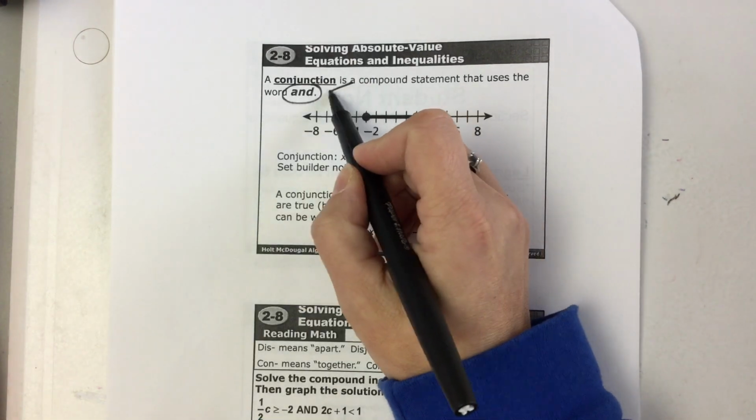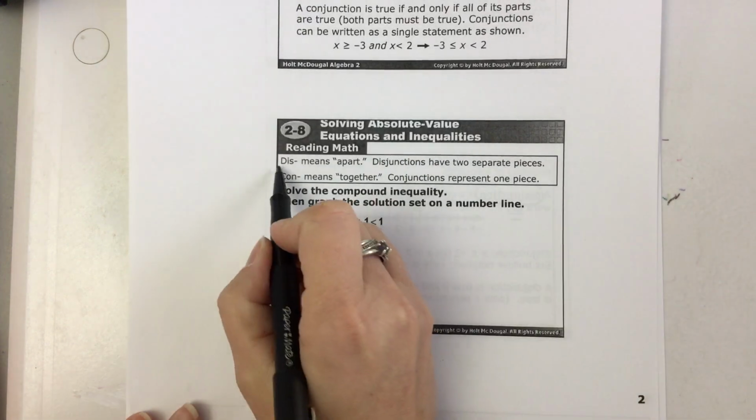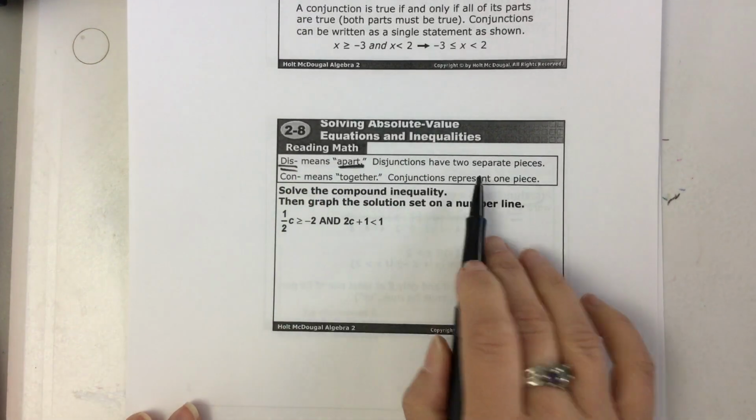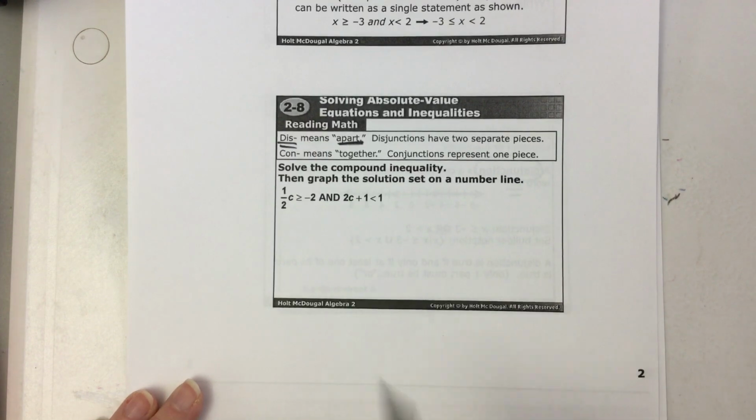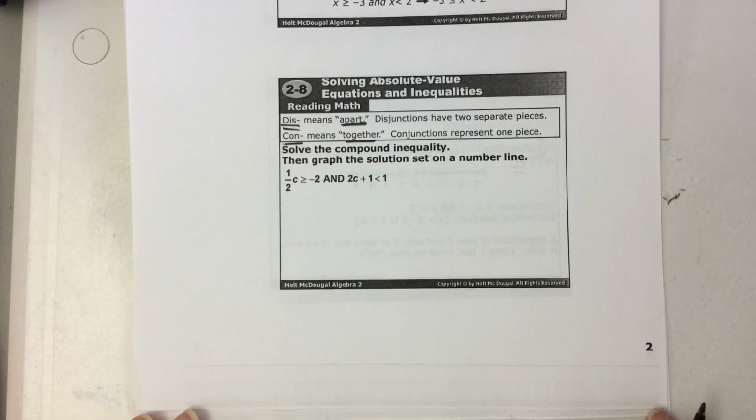The way that I always remember and, I think of times in real life when you use and. Macaroni and cheese, they go together. Mickey Mouse and Minnie Mouse, they go together. Peanut butter and jelly. So when you have a conjunction, or the word is and, think of those examples and you know that you just shade together, okay? So disjunction means apart. You'll have two separate pieces going separate ways. Con means together. Conjunctions represent one piece.